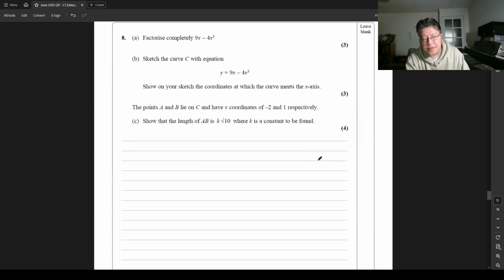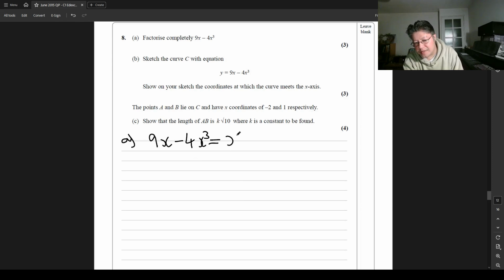Okay, question number 8, and we're given a cubic and we need to factorize this. So question A, we've got 9x minus 4x cubed, and the first thing we should notice before we try anything else is that there is a common factor. There's an x common to both terms. So let's pull out the x. And then we end up with 9 minus 4x squared.